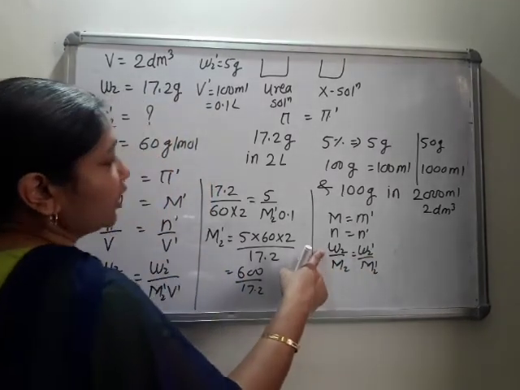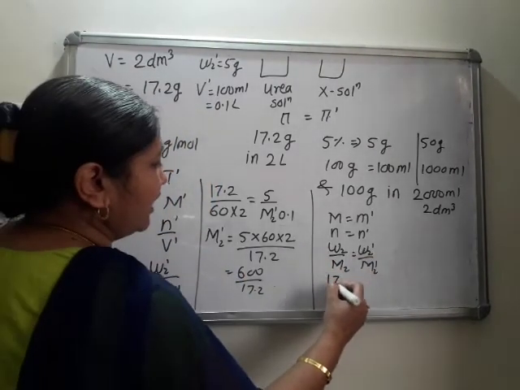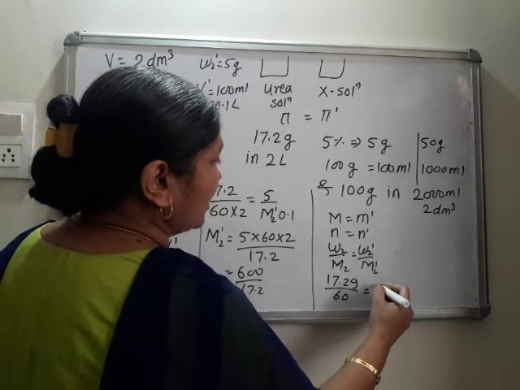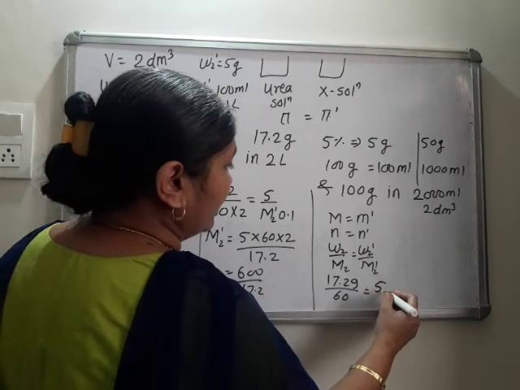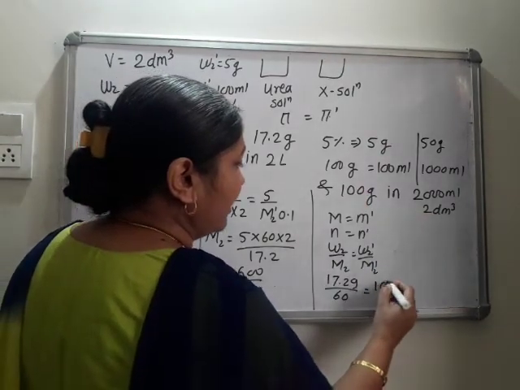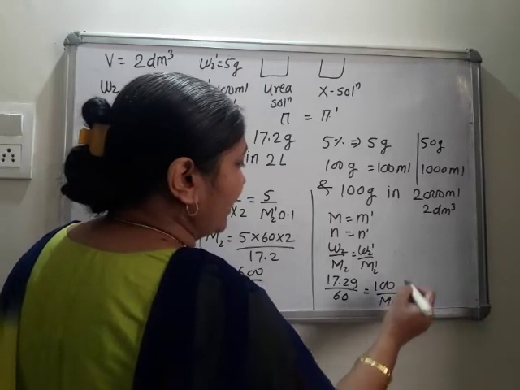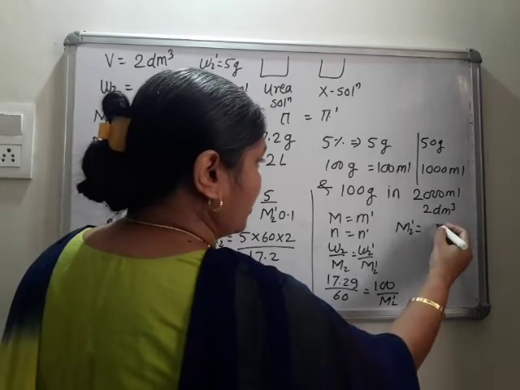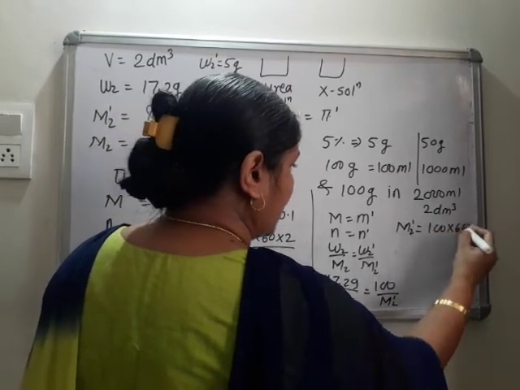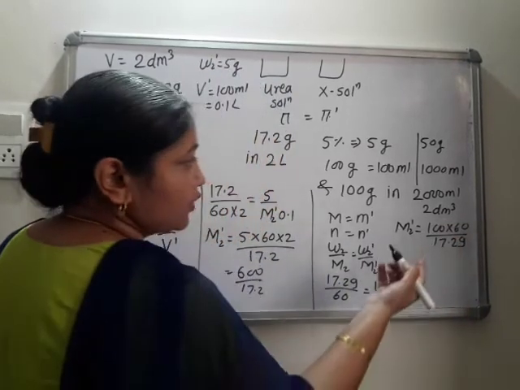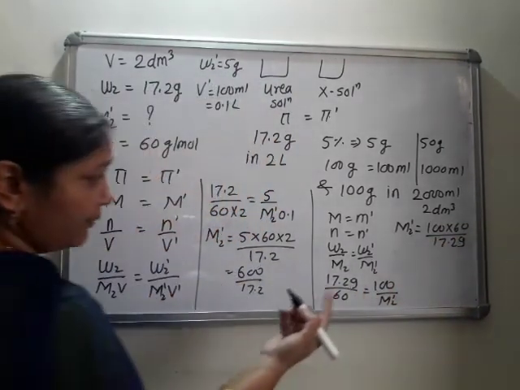See, W2, what is the value? 17.2. M2 is 60. W2 dash is 5. Not 5. How much will it be in 2 liter? 100 upon M2 dash, which we have to find. Rearrange this in terms of M2 dash. So M2 dash is equal to 100 into 60 upon 17.2.